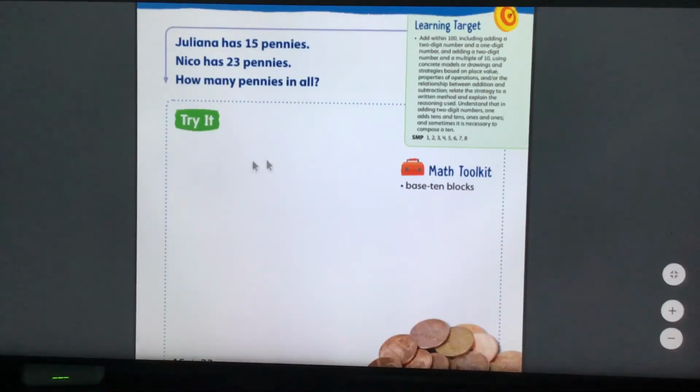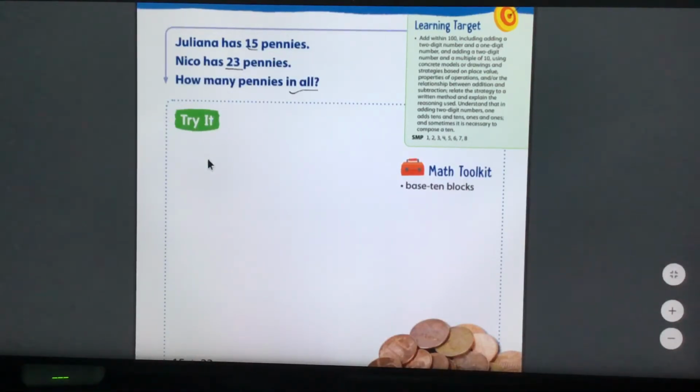Okay, so think about those clue words and what I'm going to underline or circle as I read it again. Juliana has 15 pennies. Nico has 23 pennies. How many pennies in all? Okay, so our clue word, we have in all. That tells us, in all always tells us that we're going to be adding. And then 23 is how many Nico has, and 15 is how many Juliana has.